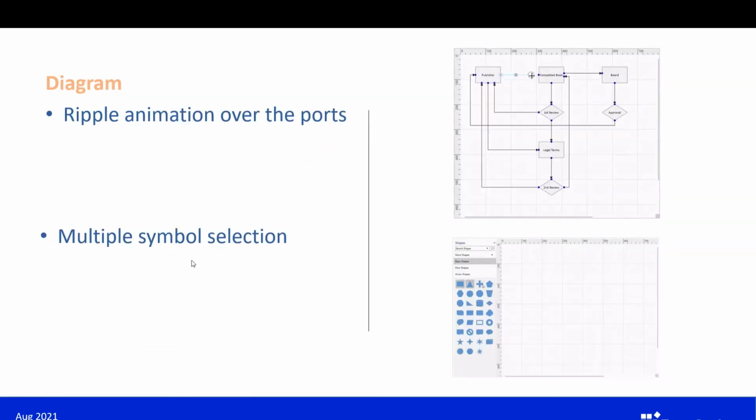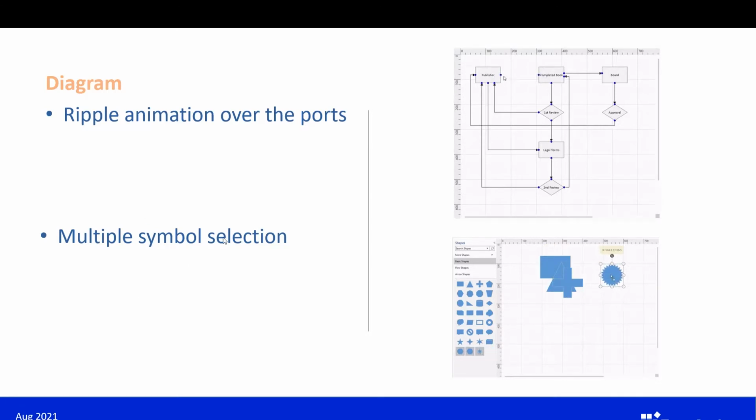Now the diagram control supports a ripple animation over the ports. When we draw a connector between two nodes, the ripple effect would be displayed at the destination, even at the source. This ripple animation would be displayed whenever we mouse over a pointer to any port. So the connection would be very accurate.